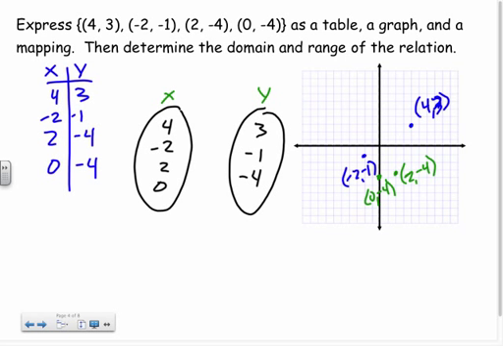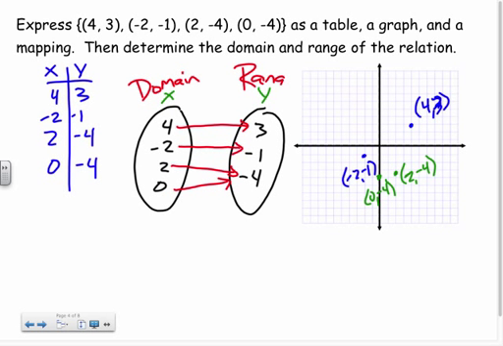And then you just go, x goes with what y? Well, 4 goes with 3, negative 2 goes with negative 1, 2 goes with negative 4, and 0 goes with negative 4. So I just draw an arrow to each of those. And then it says, state the domain and range. Well, the domain are just your x values, so go ahead and write domain above that, part of your mapping. And range are your y values, so this would be my range, 3, negative 1, and negative 4. There you go. So table, graph, mapping. State your domain and range. Don't forget to do all those.